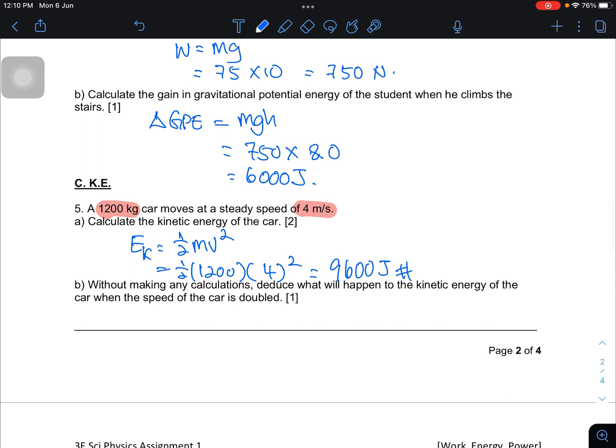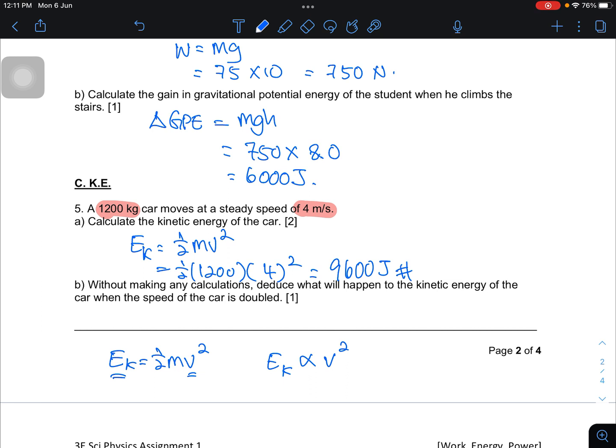Without making any calculations, deduce what will happen to the KE of the car when the speed of the car is doubled. Although a physics question, this is very mathematical. A lot of people will just tell me the energy will be doubled since the speed is doubled. That's not true. Look at the equation again: EK equals half mv squared. How is the kinetic energy related to v? It's directly proportional to the square of the velocity.